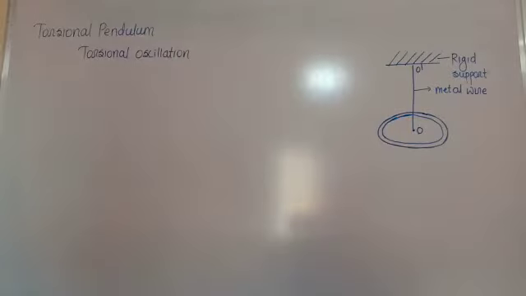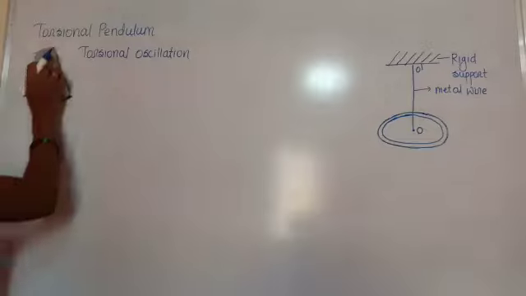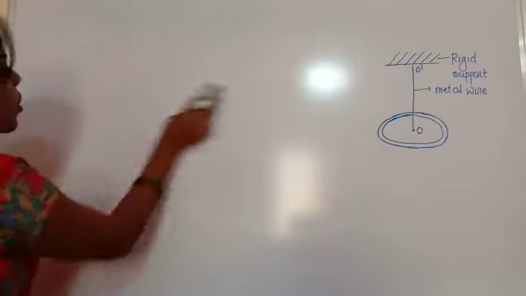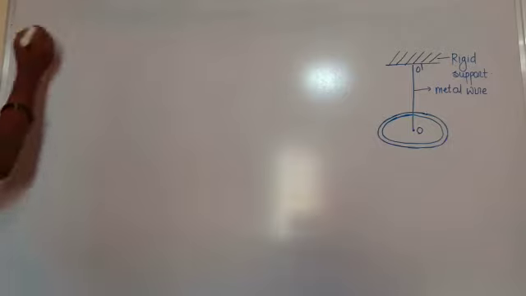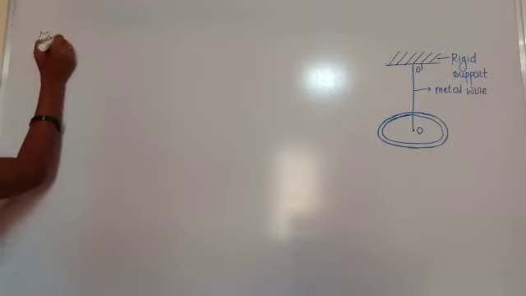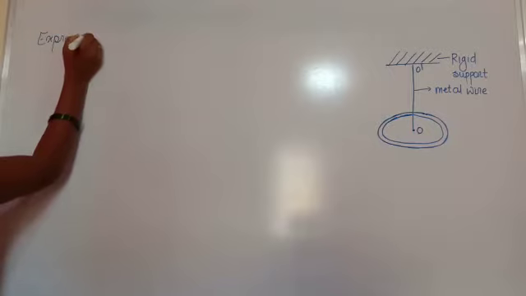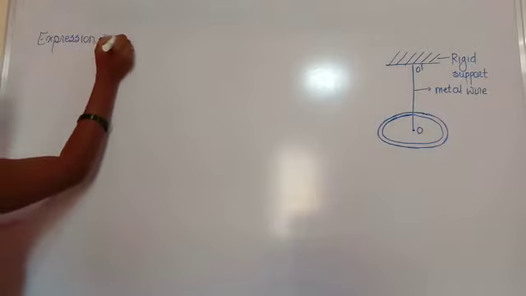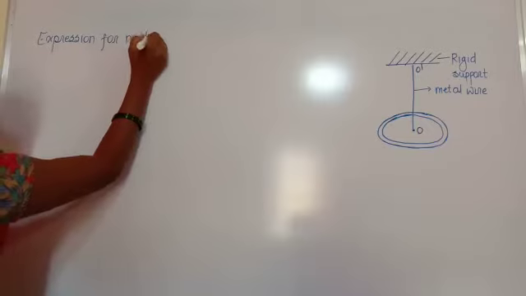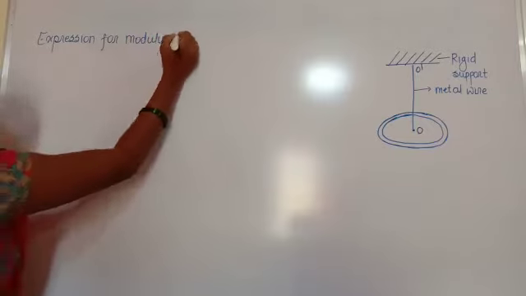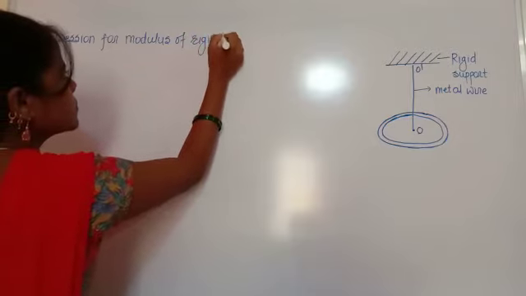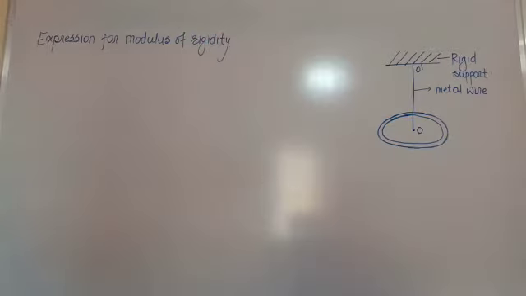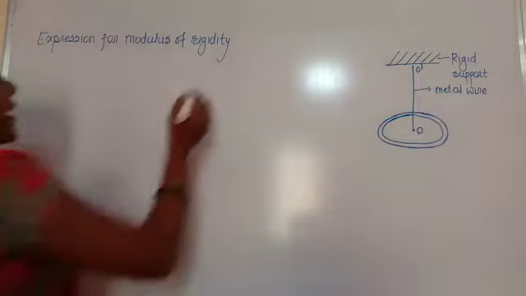For that, consider a solid disc. Now we have to calculate the modulus of rigidity by the torsional pendulum. Expression for modulus of rigidity and periodic time.